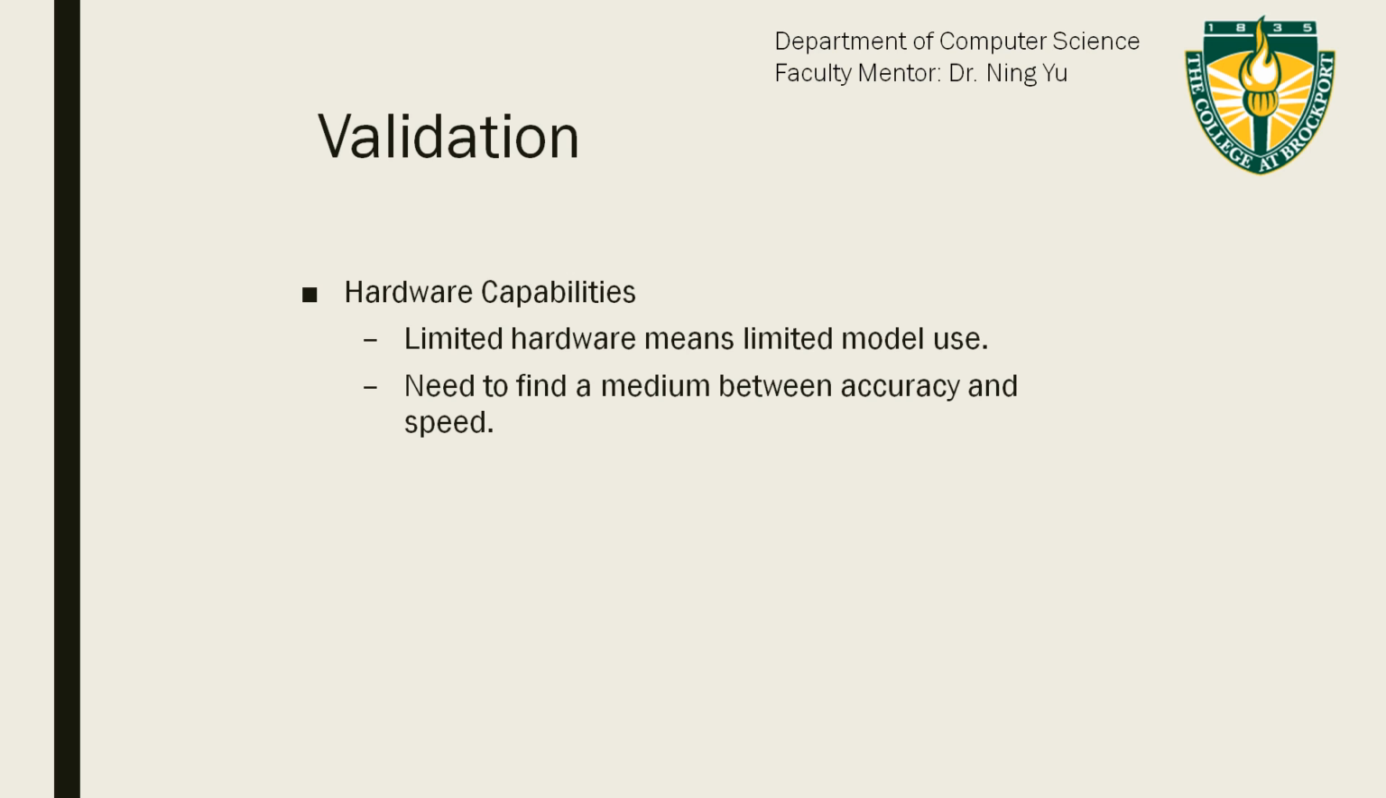And the last validation is hardware capabilities. It's a lot more limited in hardware because of the Raspberry Pi, which also means a limited model use. So if you want to improve the accuracy, you might have to take out performance speed. You might have a slower frame rate, but you don't want the frame rate to be too slow, like I showed before, where if you use the base computer model, it's going to be about 0.25 FPS. So you want to find a medium between accuracy and speed if you can when you're doing this.